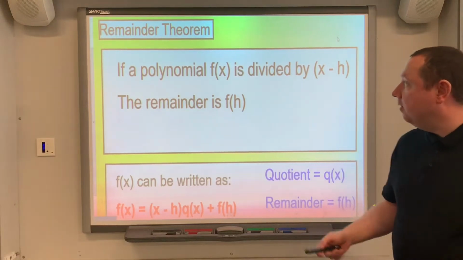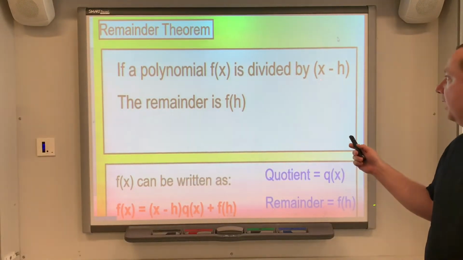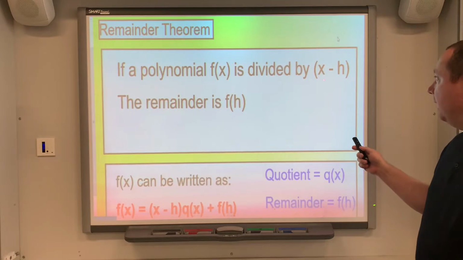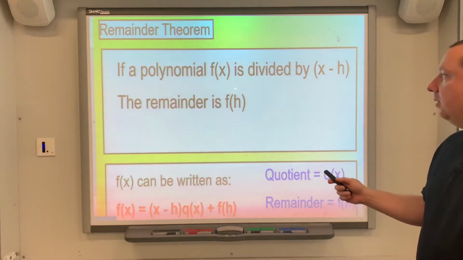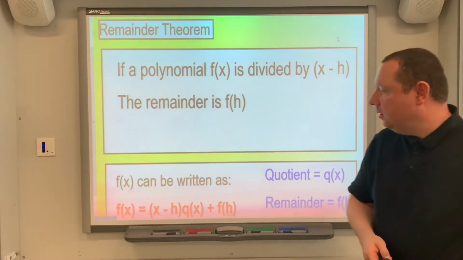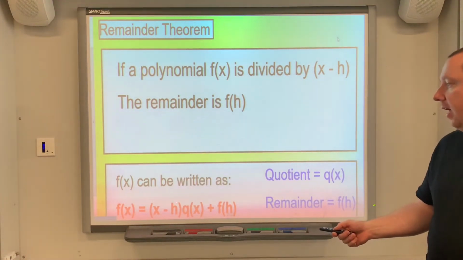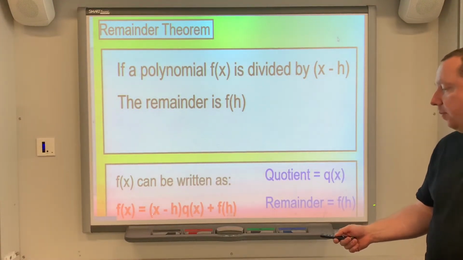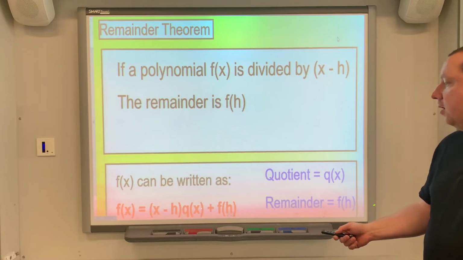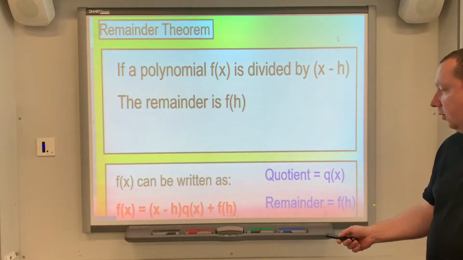So for the remainder theorem, if you take a polynomial and you divide it by some factor x minus h, the remainder is f of h. That means you can take a polynomial f of x and write it as x minus h, what you're dividing by, the divisor, times some quotient q of x, plus f of h, which is your remainder.